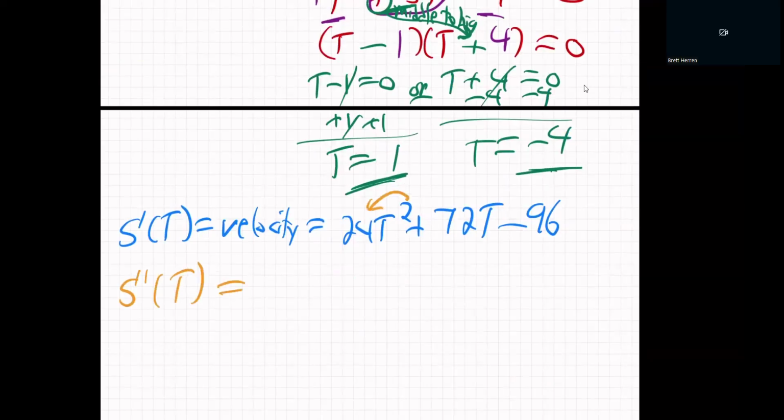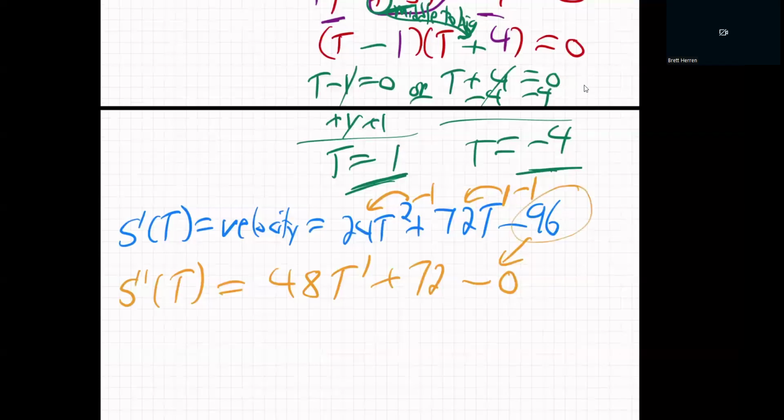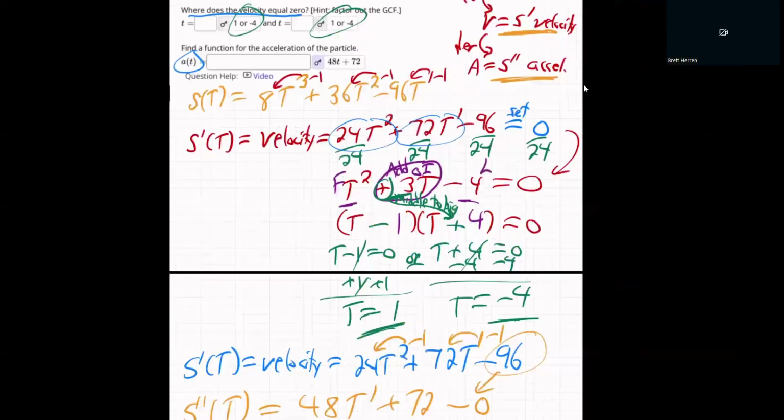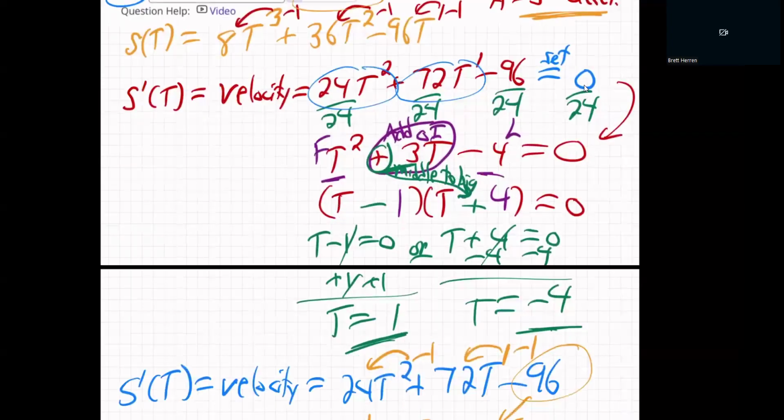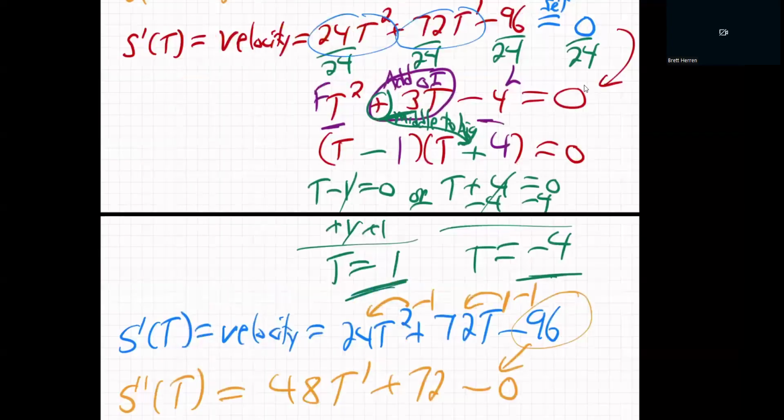So we need another derivative. Derivative of this: multiply, that'd be 48, t to the 1, subtract 1 from the power. This has a 1 power, multiply, subtract 1 from the power, that's gone. And the derivative of 96 is just 0 because 96 is just a constant number that doesn't have a letter. The derivative of that's always just 0. So the acceleration function then is 48t plus 72. That's it. 48t plus 72. And so there we go.